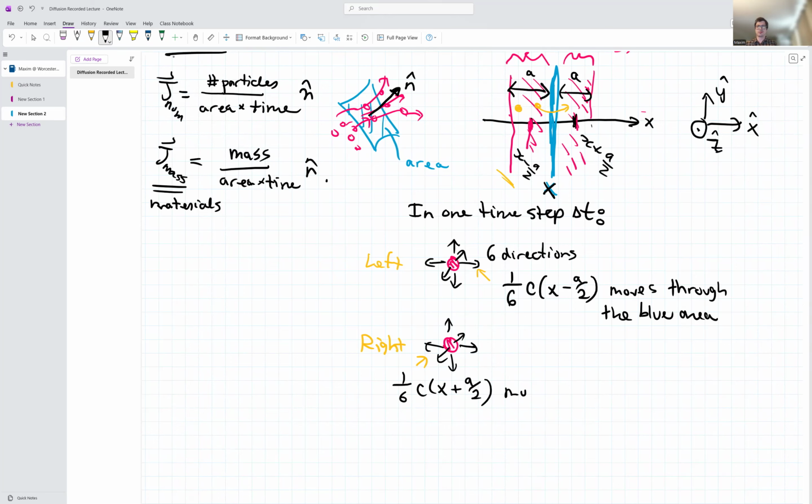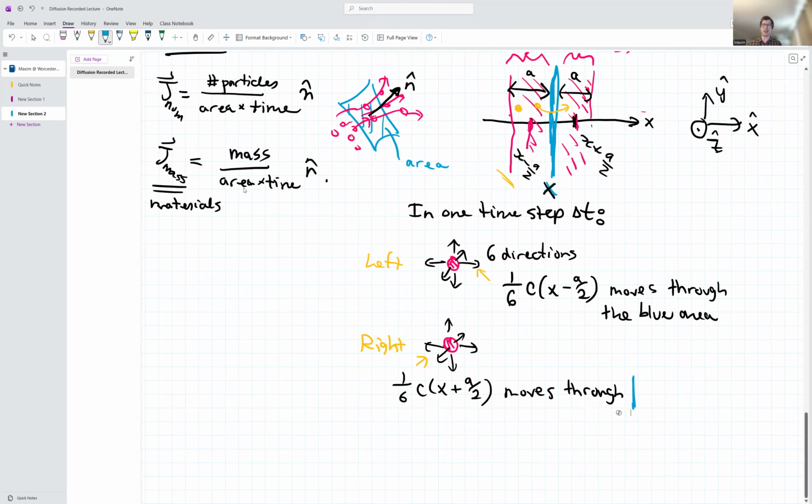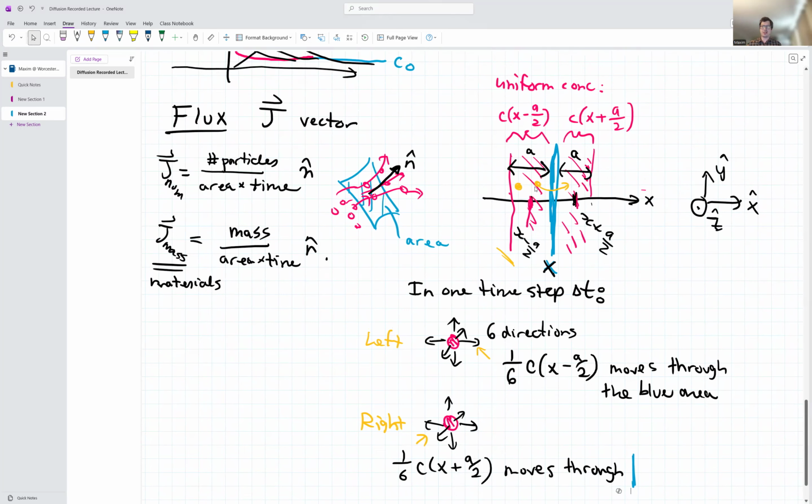Moves through the blue area. Okay, so now we can derive what the flux is through this blue area, right? We just count up the number of particles that move this way and subtract the number of particles that are moving the other way. And that gives us the total flux, the total net particles that move through the area from left to right, in the positive x direction.